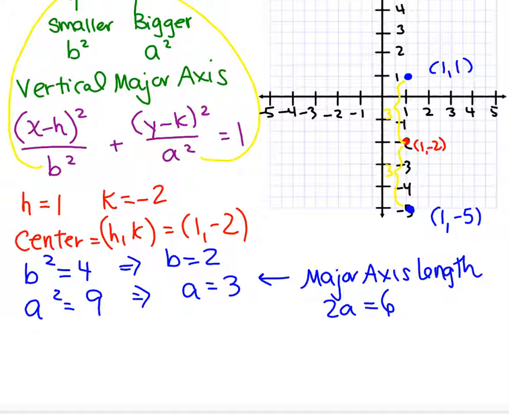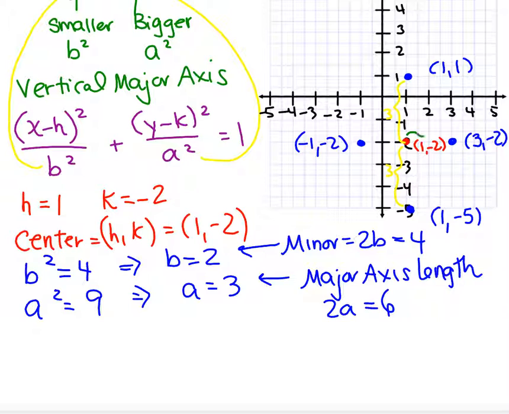All right. Minor axis length is always 2b. So 2 times b, 2 times 2 is 4. So we're going to go 2 to the right from the center and 2 to the left from the center. Look at those other 2 endpoints. There's 2 to the right, over 3, down 2. And we'll go to the left from the center, negative 1, down 2. The distance from here to that point is your b value. Same thing here, b value. So that total green distance is 4 units. That's your minor axis length, 4 units.